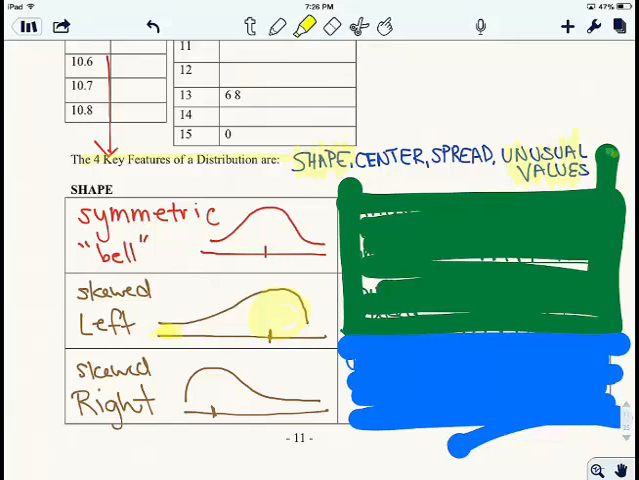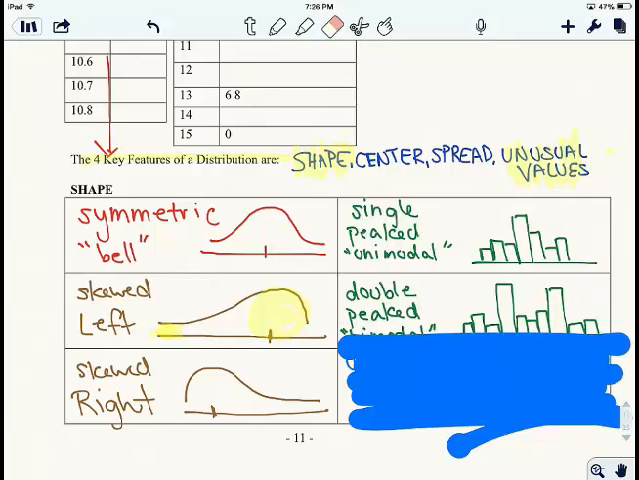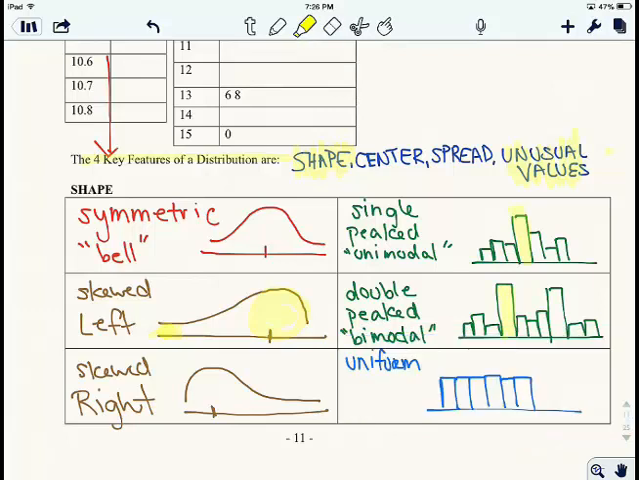We also have single-peaked or unimodal, which means one bin of data that has the most data in it, or double-peaked or bimodal, where we have two bins of data that are about the same and they're both the highest, or uniform, where most of the data is the same.